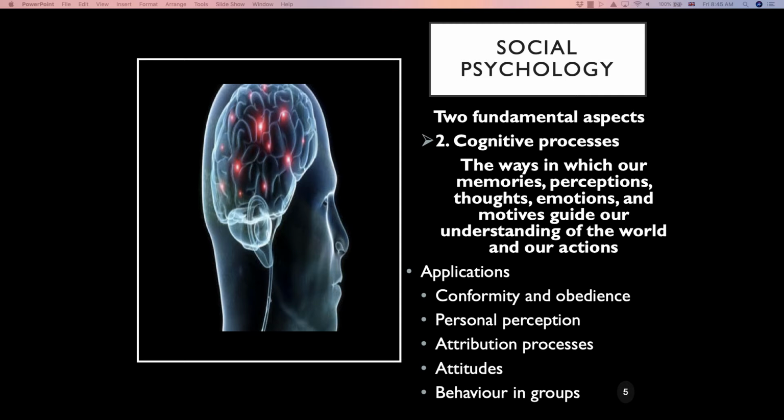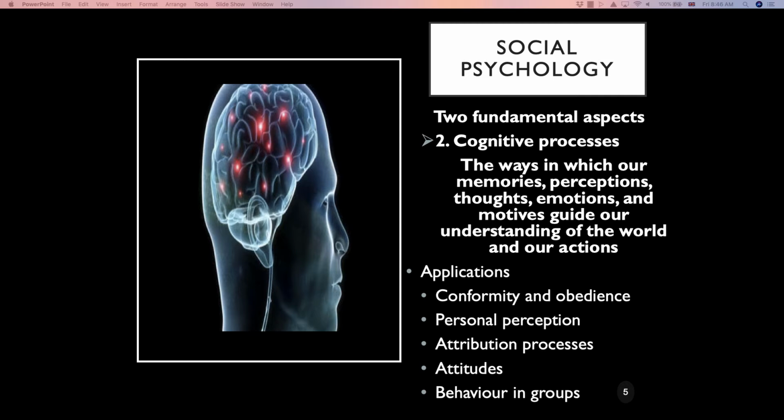But what about the cognitive side of things? Our social cognitions? How do our memories, our perceptions, our thoughts, our emotions influence our behaviour? Do you conform to the group that you're in, your religious group, your sporting group? How about obeying people in society? Do you break the law, or do you obey the law? And why do you do it?